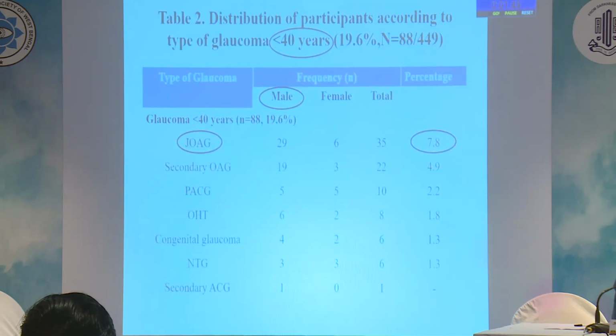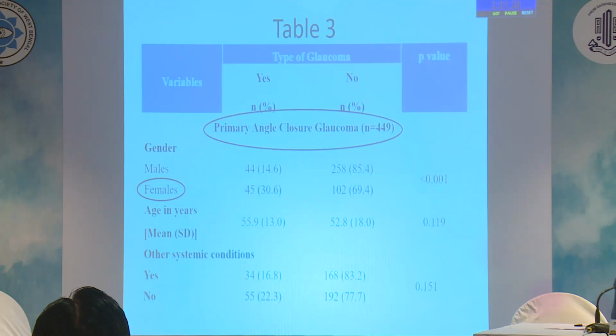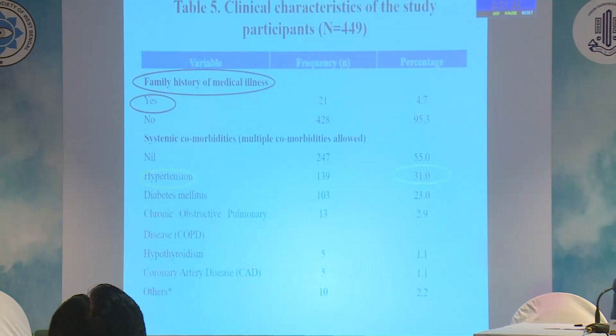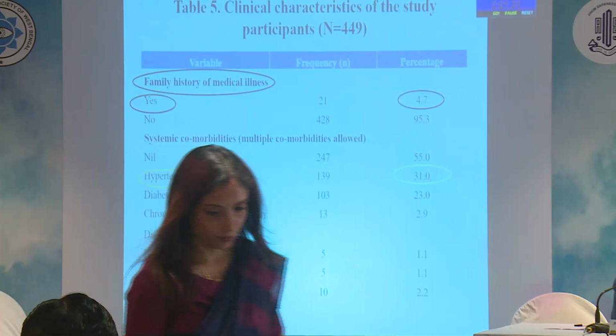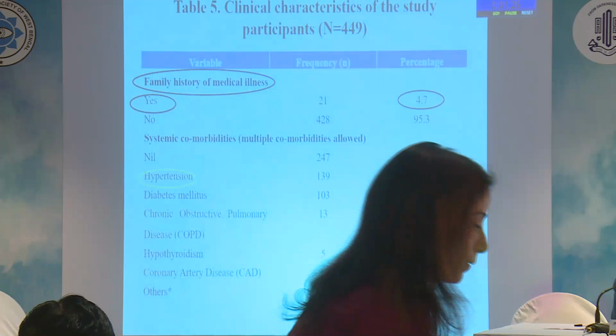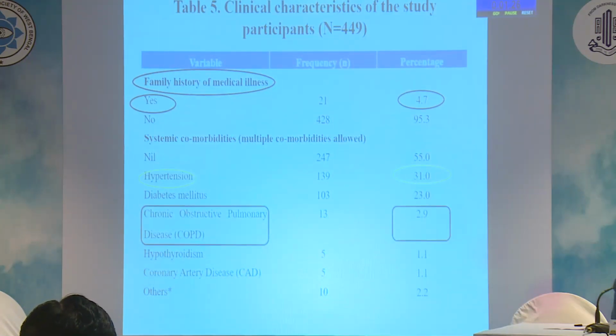In those less than 40 years, JOAG is more common, followed by secondary open-angle glaucoma, which is mostly because of trauma, angulation, or uveitic inflammatory in origin. Family history contributes close to 5%, which could be either of the parents. Hypertension leads, followed by diabetes. What is interesting is COPD.